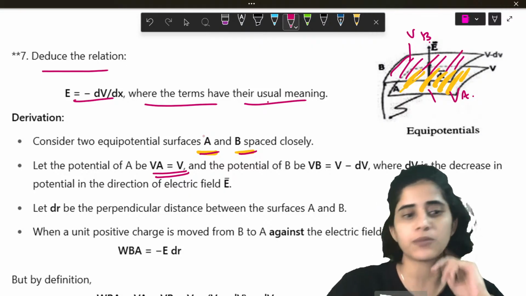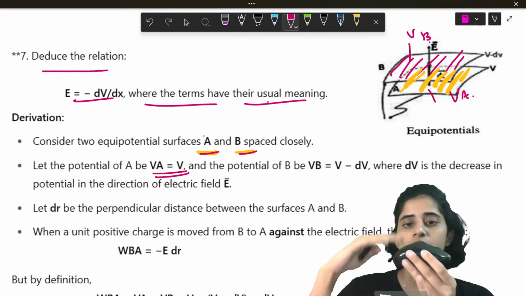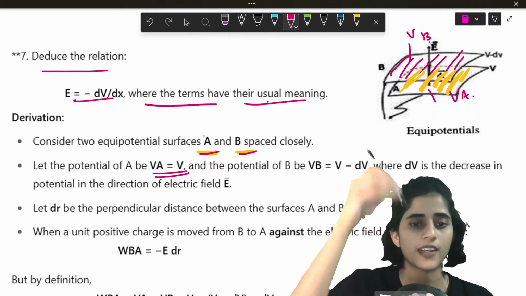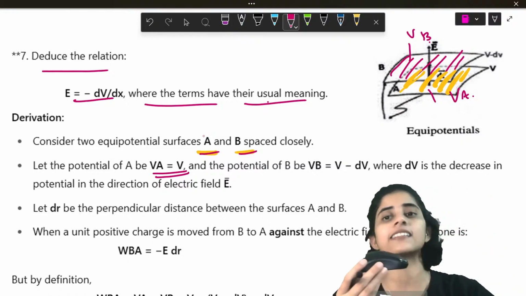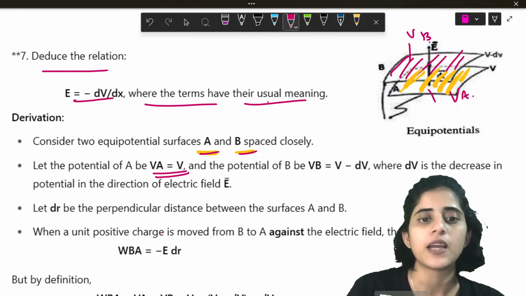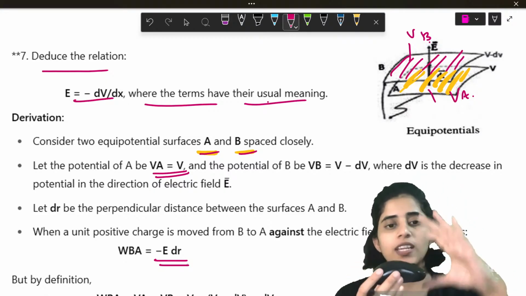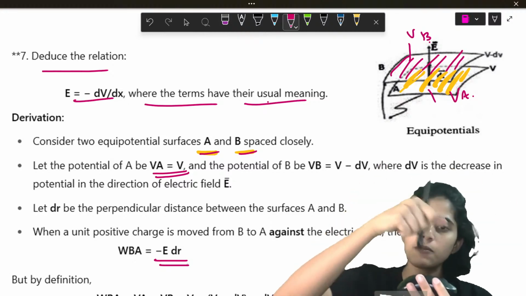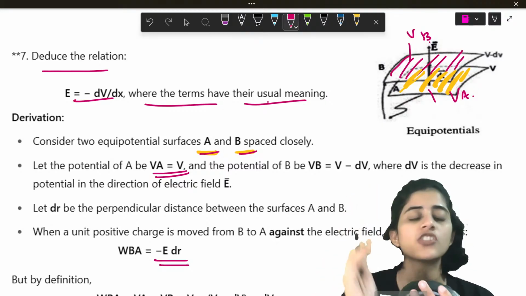So, let's say this is the bottom, this is the top. Electric field is in the upward direction. Now, I am bringing a charge from the top surface to the bottom, which is against the electric field. I am moving a charge downwards. So, the work done is basically minus E dr. What is dr? dr is the distance between the two surfaces. The distance between A and B is dr. E is the electric field, but it is in the opposite direction. So I am bringing my test charge in the opposite direction to the electric field. If electric field is pointing up, I am moving my charge down.